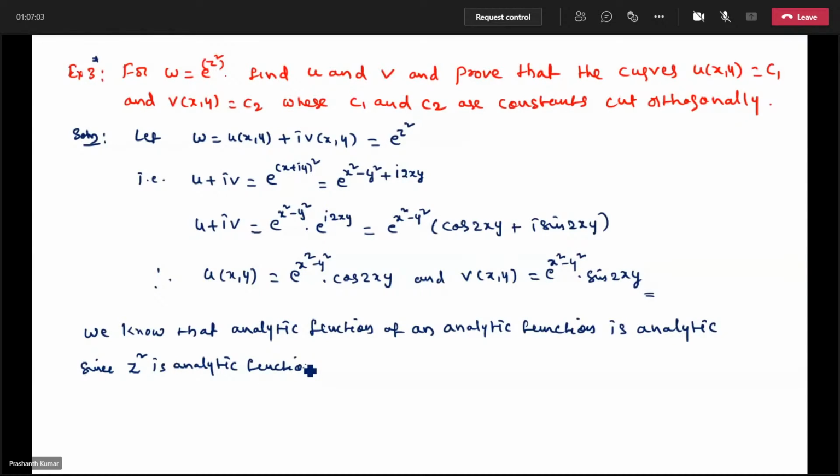and e to the power of z is also an analytic function. These two we proved previously, in the previous classes. Z square is an analytic function, and e to the power of z is also an analytic function. Therefore, e to the power of z is analytic, z square is also analytic, so e to the power of z square is also an analytic function.